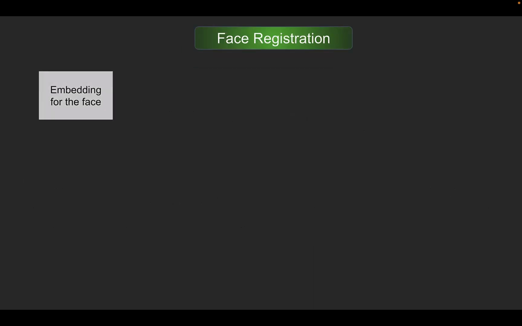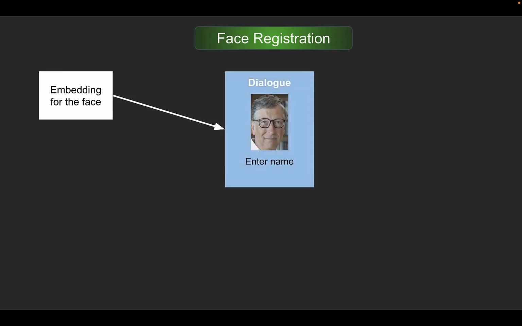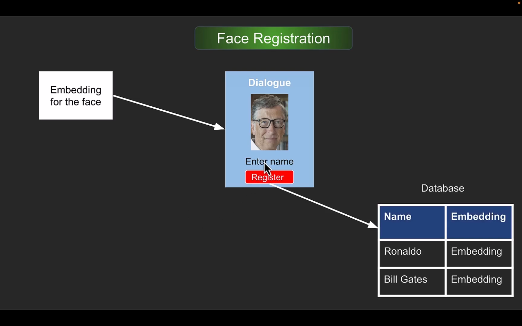After getting the embedding, we are going to show a dialog to the user, and there we will ask the user to assign a name to this face. So let's say the user assigns the name Bill Gates and clicks on the register button. Upon clicking this button, we are going to store the name which the user entered and the embedding for this face inside our database. Inside our database, we have two columns, one for the name and the second one for the embedding. In the name column, we store the name which the user assigned, and in the embedding column, we store the embedding returned by our face recognition model. And that way, our face will be registered.